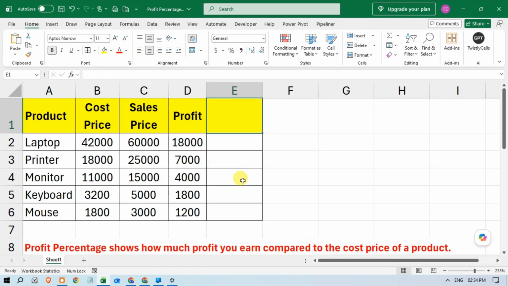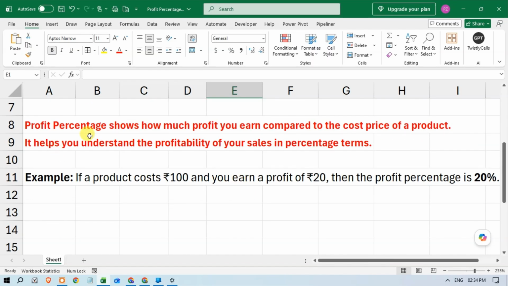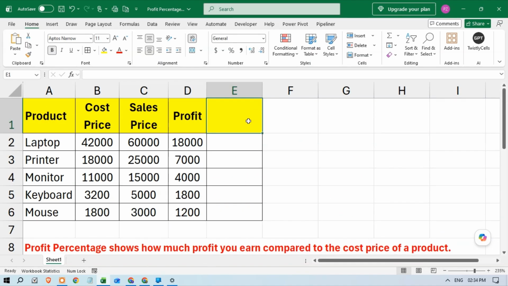So what do you mean by profit percentage? The profit percentage shows how much profit you earn compared to the cost price of the product. It helps you understand the profitability of your sales in percentage terms. For example, if the product cost is 100 rupees, you earn a profit of 20 rupees, then the profit percentage is 20%. Hope you understood. Let's see how to calculate here.